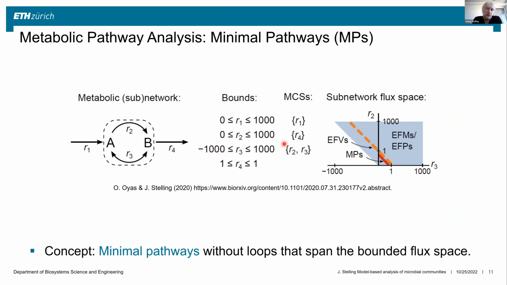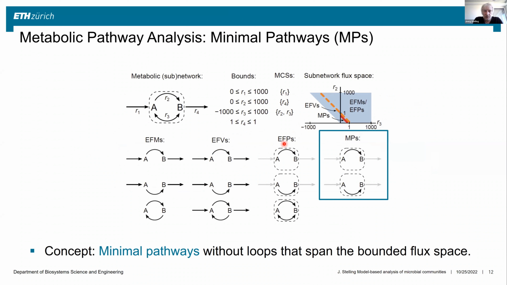So the concept, or what we try to do, is come up with something that is minimal, that has no loops, so it's thermodynamically feasible, can span all the bounded flux space, and in addition allows you to pick and choose which reactions you want to consider explicitly and which ones you don't. So that's to make this a little bit more intuitive.